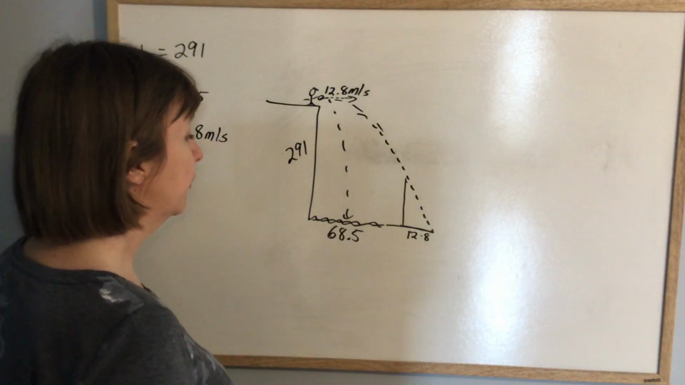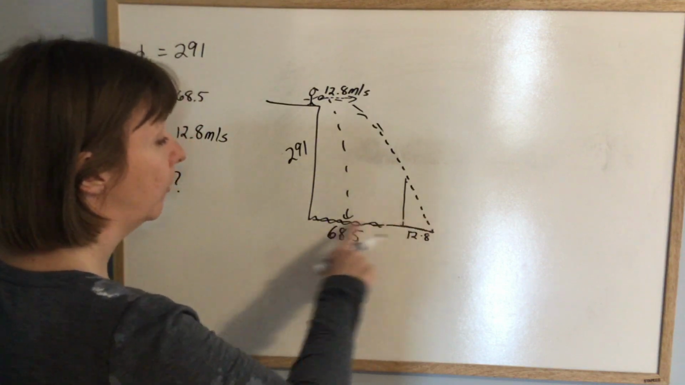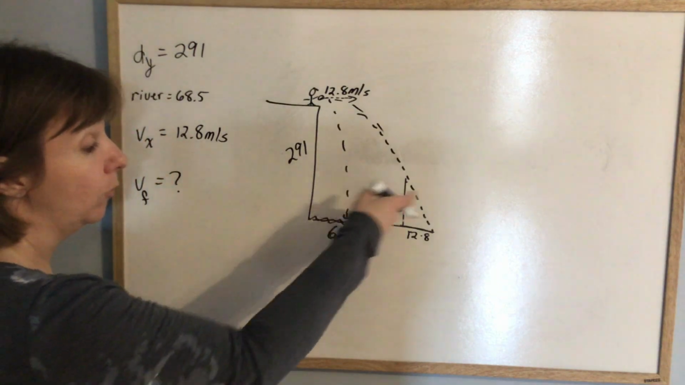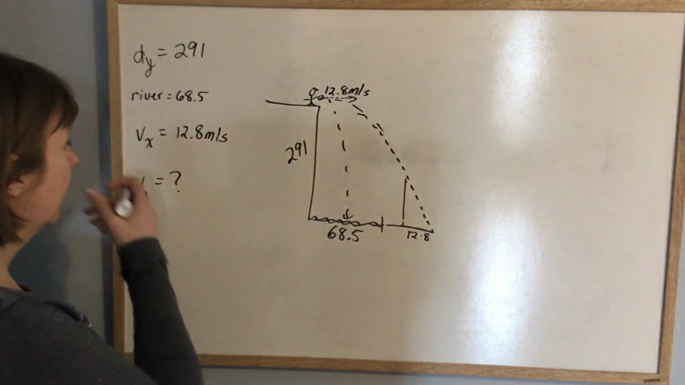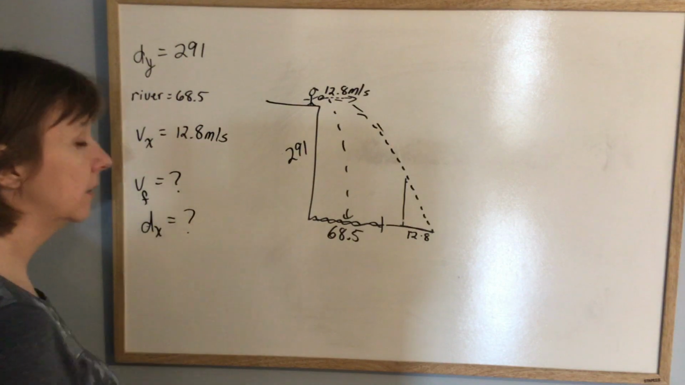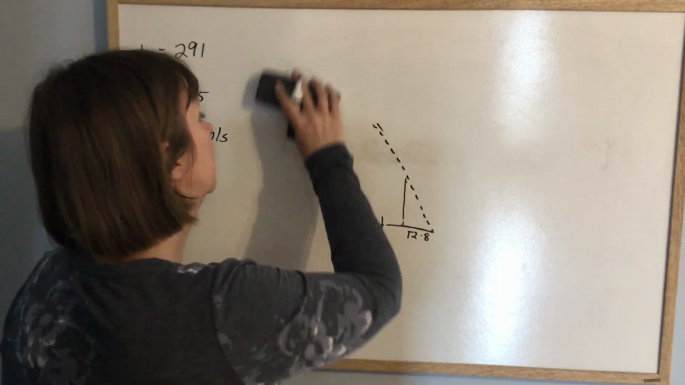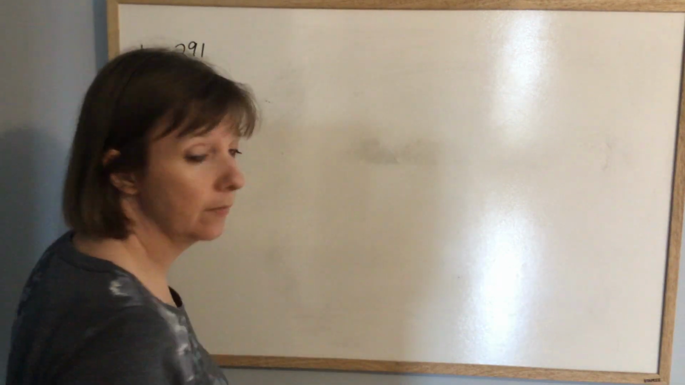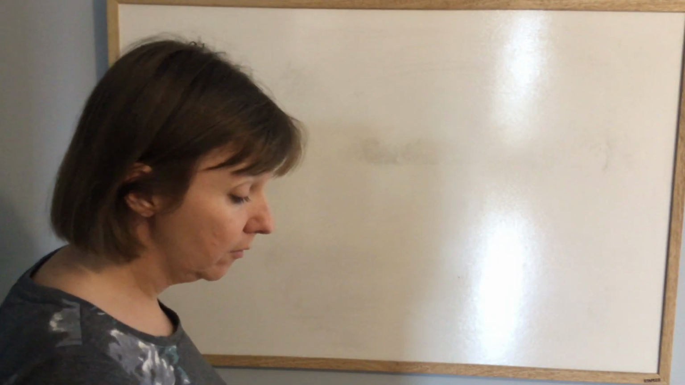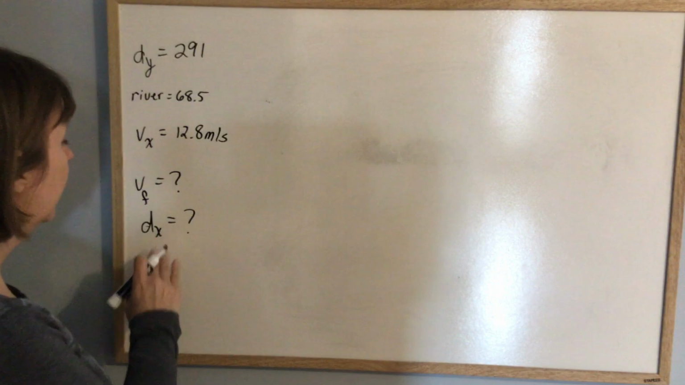All right. So our first question then really is how far did it go across this way? Because we know the river's 68.5 meters wide, but they're saying did it land in the water or did it land out here? I don't know. So we're actually looking for our horizontal distance. That's what we're looking for. Now, I said that one of the things, so we're looking for dx.